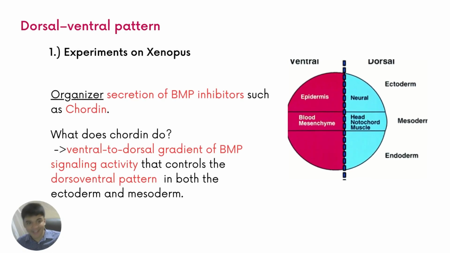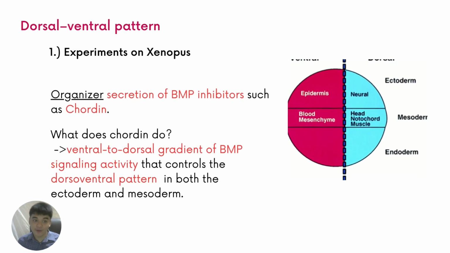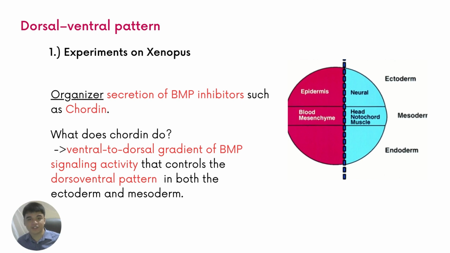And now we go to me. And the question Kuya left for you at the beginning, the answer is dorsal-ventral patterning for me. So they have many experiments. Starting with Xenopus, there's the Spemann organizer which gets BMP inhibitors such as chordin. It controls the ventral-dorsal gradient of BMP signal activity in the animal, aka makes the dorsal-ventral patterning of the animal.